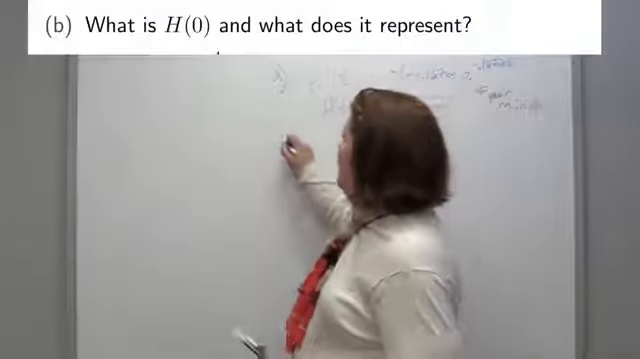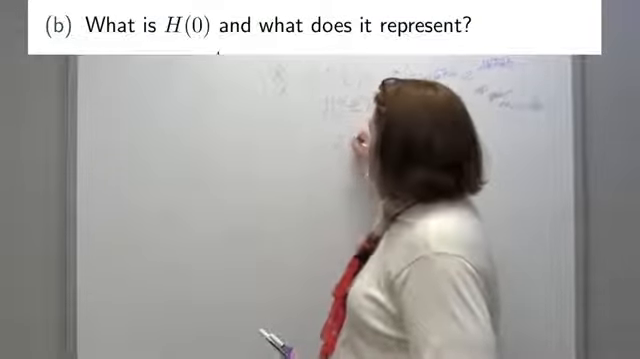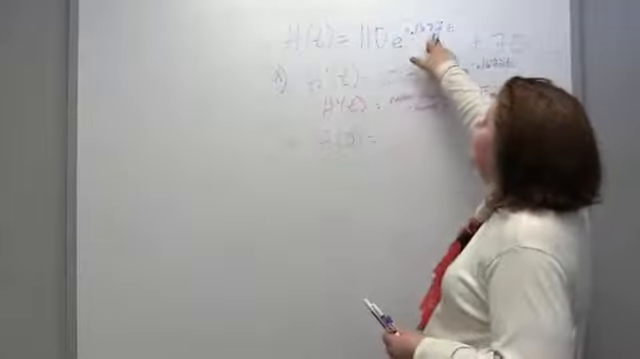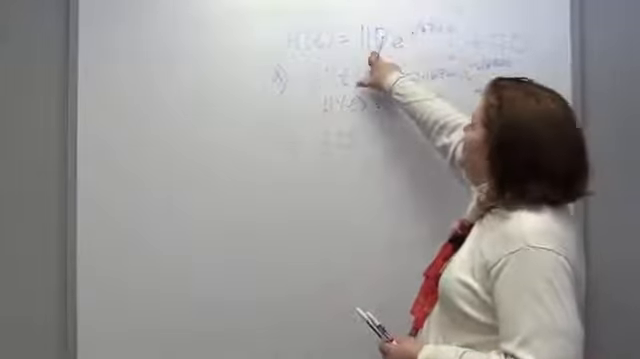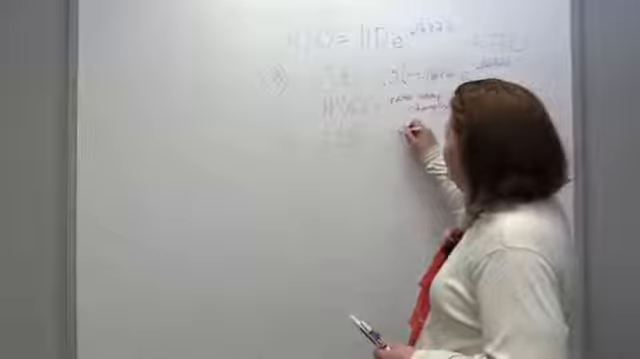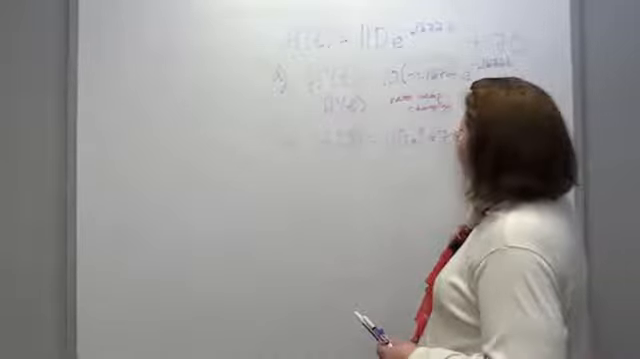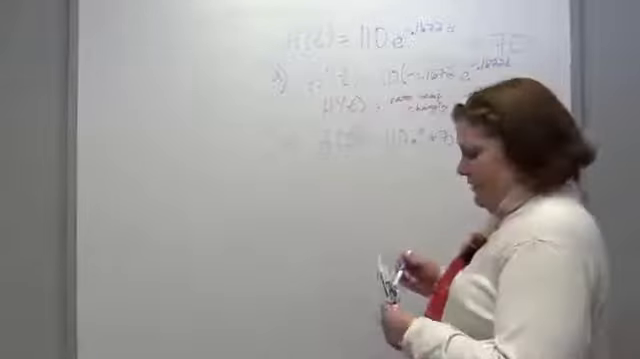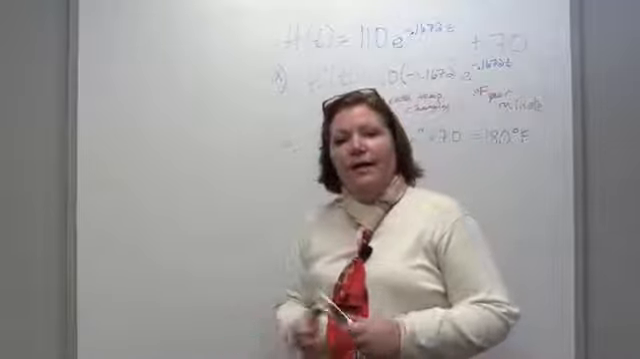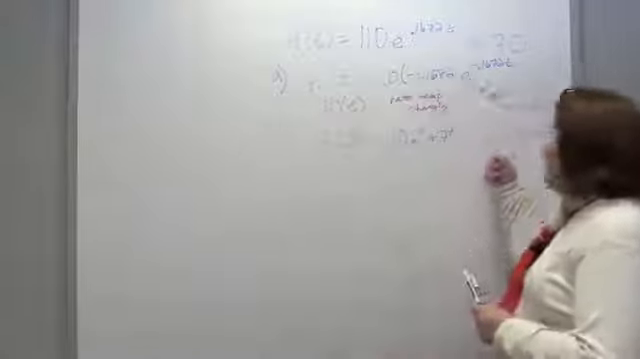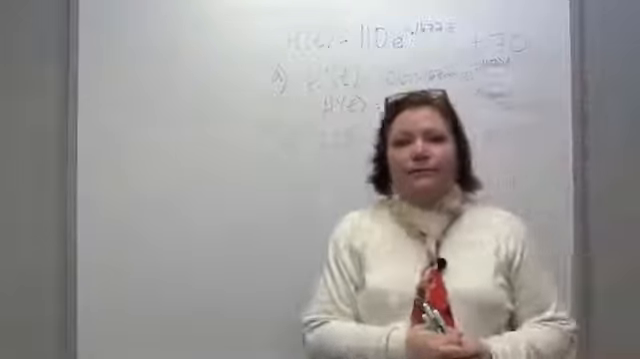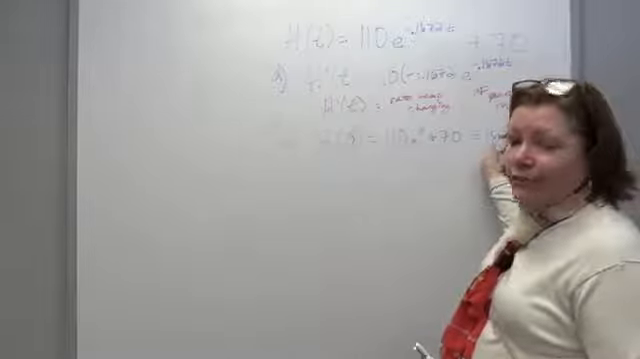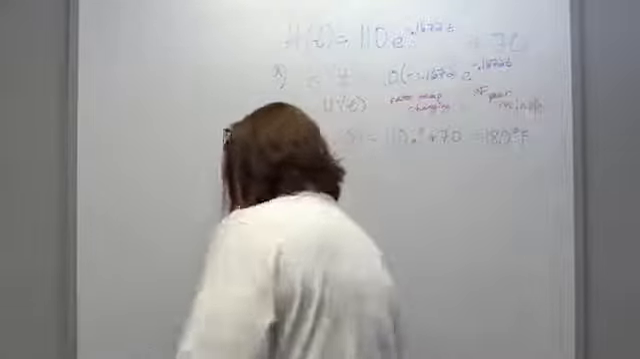Part B, what would h of 0 be? Well, we plug in t equaling 0. We'd get e to the 0 here and times 110. So I'll write this down, 110 e to the 0 plus 70. E to the 0 is 1. And you get 180 degrees Fahrenheit. What does it represent? It represents the temperature of the coffee at the time it entered the room, which sometimes Starbucks is known to brew it at 180 degrees Fahrenheit.